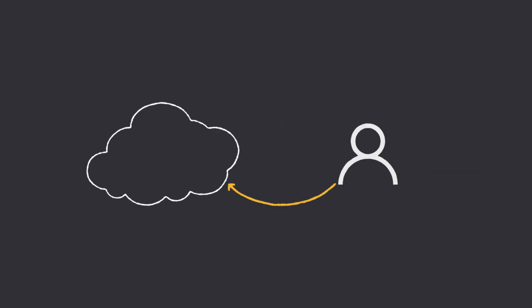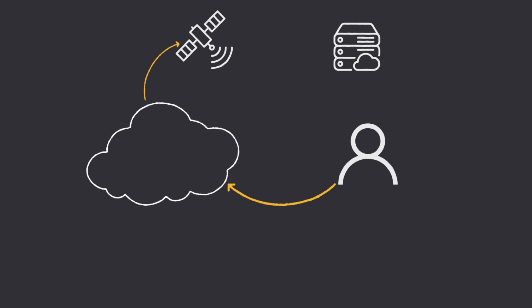Consider a weather data API. Developers can access weather information for a location using simple API calls without needing to understand the intricacies of collecting, processing, and presenting the weather data.